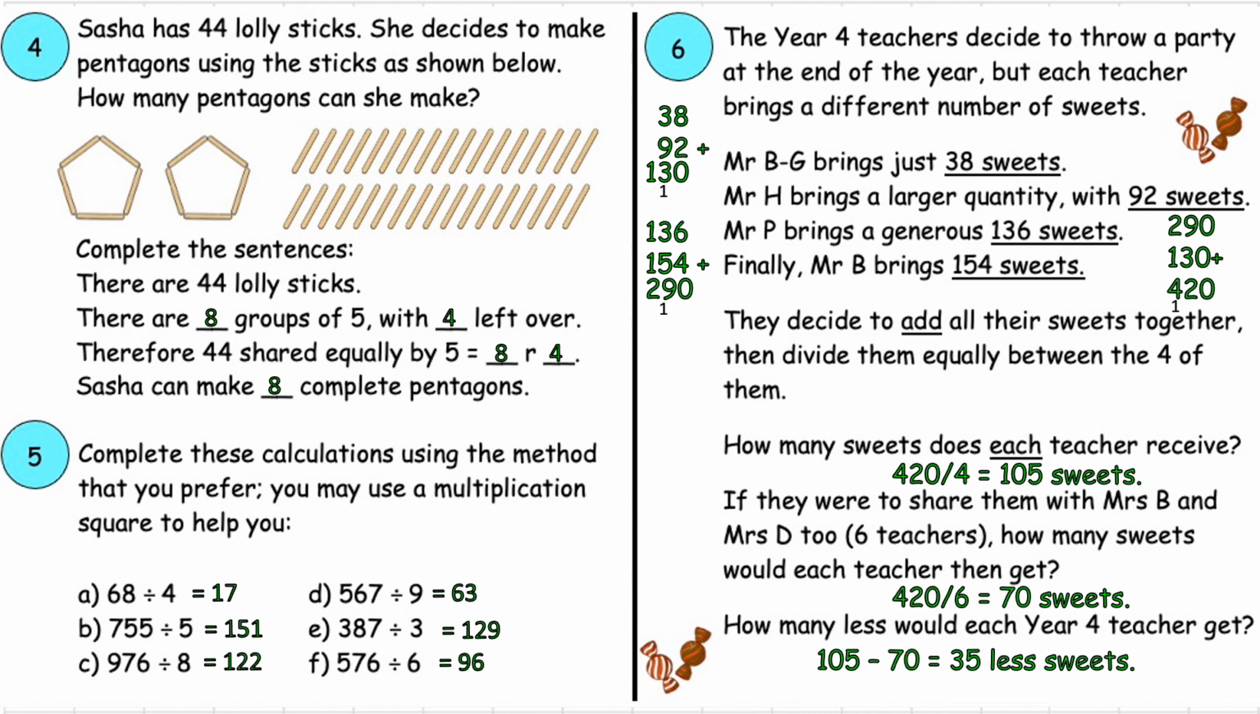And then how many sweets does each year 4 teacher get? So that is 420 divided by 4. That would equal 105. And then if we got Miss B and Miss D involved as well, which makes 6 teachers, we'd have to divide it by 6, would equal 70 sweets. And how many less would the year 4 teachers get if we did divide it by 6? Well, we'd have to take away 70 from 105 to figure out that we'd get 35 fewer sweets each if we decided to be nice and share with Miss B and Miss D.